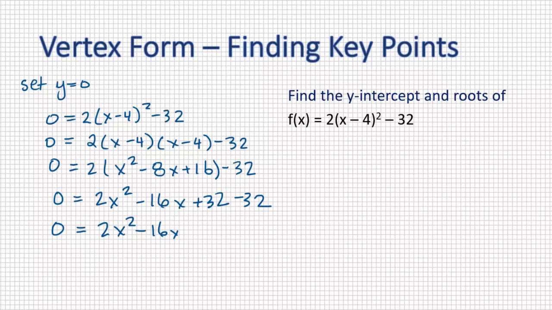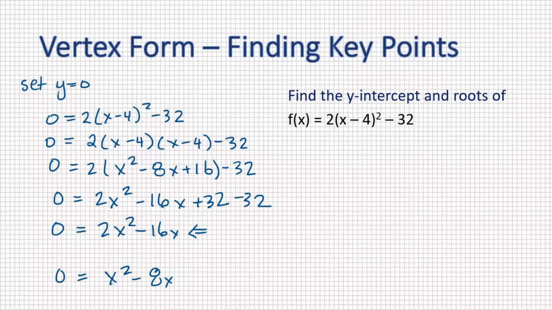If you know how to factor, you can factor this expression to find the x-intercepts. If not, we now have to use the quadratic formula. One more thing I can do here is I could notice that every single term is divisible by 2, so I can simplify to get 0 is equal to x squared minus 8x. But you can absolutely use the values given previously.